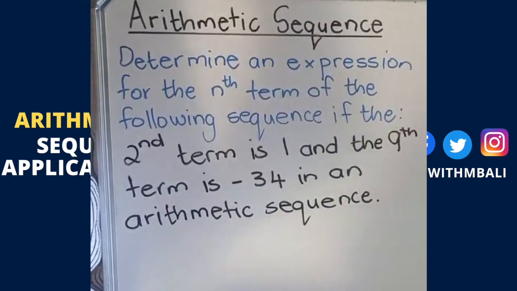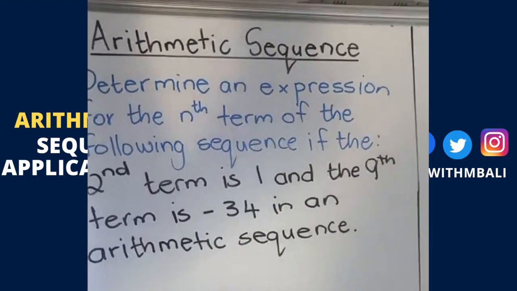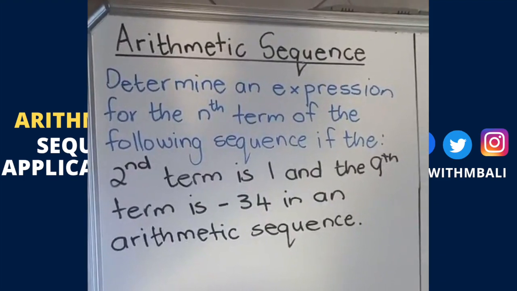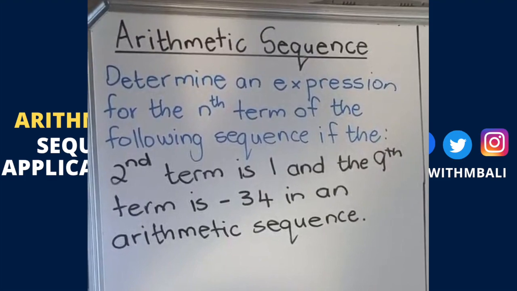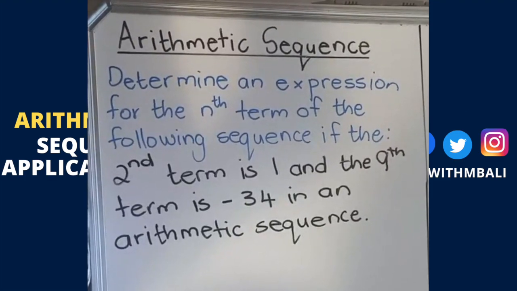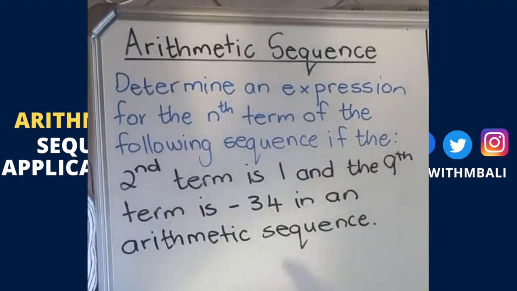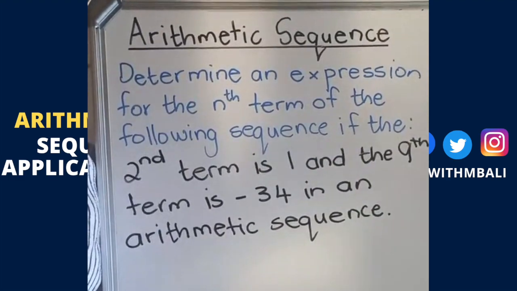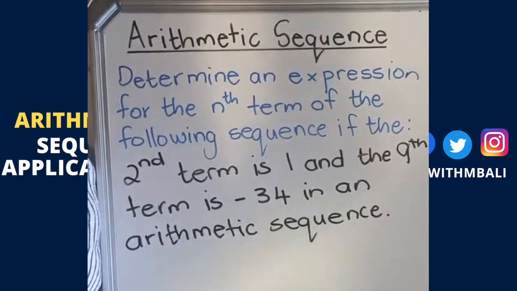So I have an example here that says determine an expression for the nth term of the following sequence if the second term is 1 and the ninth term is negative 34 in an arithmetic sequence. So this is important. They're either going to tell you that it is a geometric sequence or an arithmetic sequence. So this one is an arithmetic sequence. Now you need to dig back to the knowledge of arithmetic sequence.